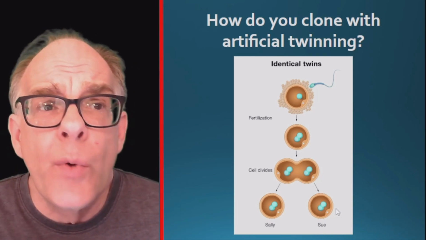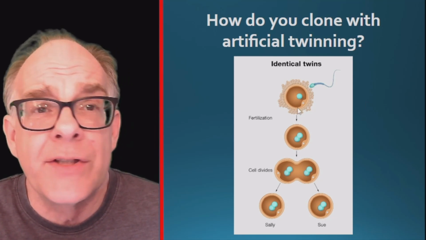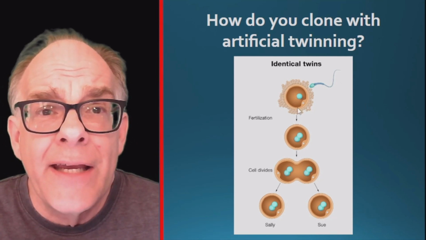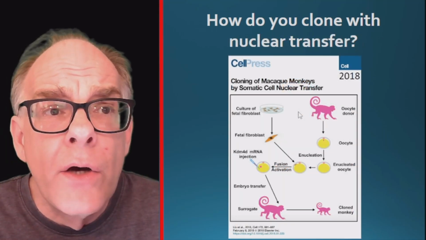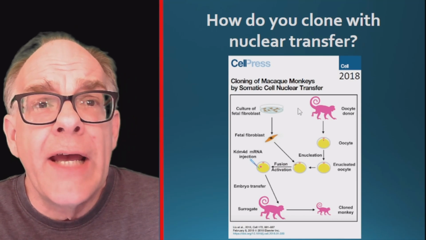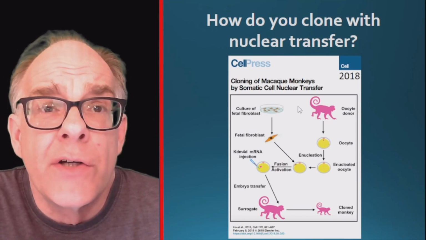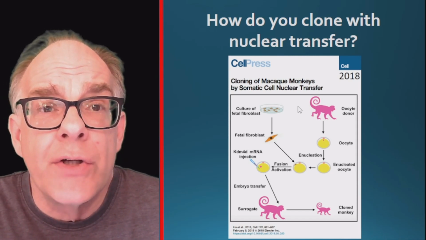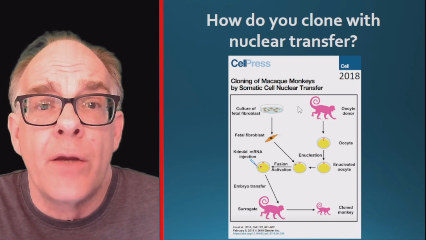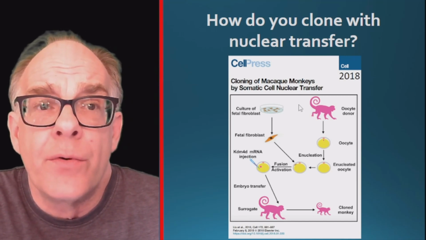But what happens if we want to clone an existing organism, not an organism that's being produced through the process of fertilization? In that case, we need a different method. If we're going to clone an existing organism, what we have to do is transfer that genetic material, basically the material in the nucleus of their cells, into another structure in order for that structure to develop into a new embryo that will develop into that cloned organism.